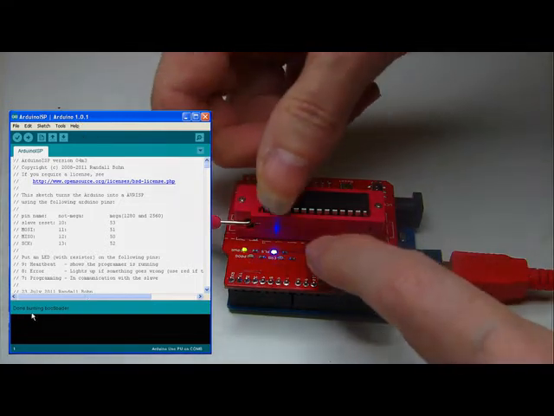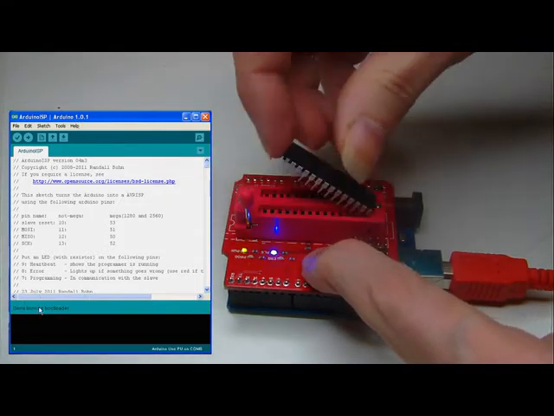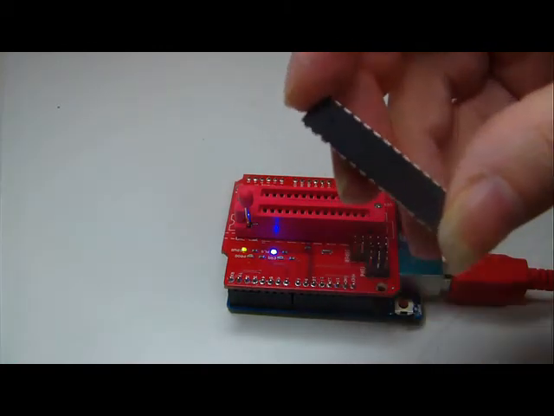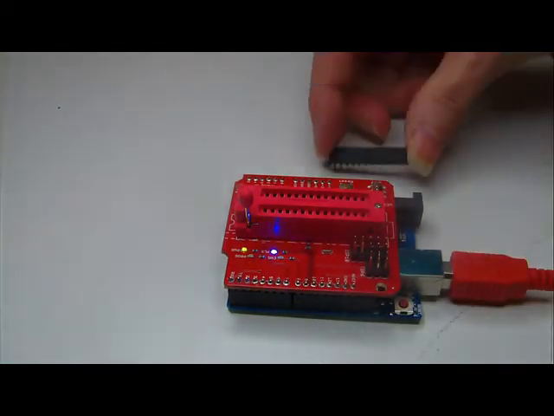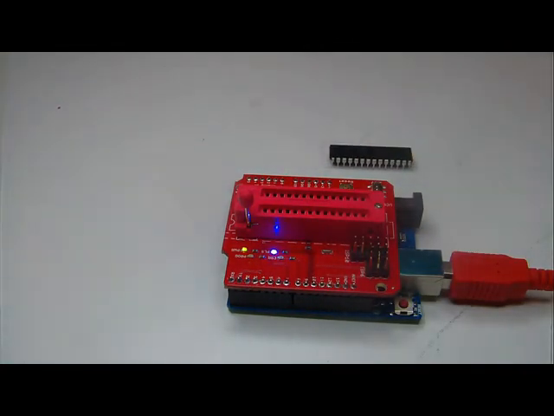That is the chip now bootloaded. You're free to take the chip out and place that into your projects or to replace the chip on your Arduino.